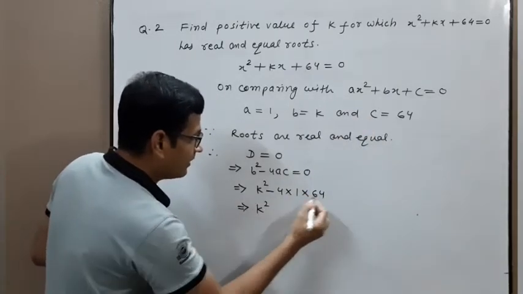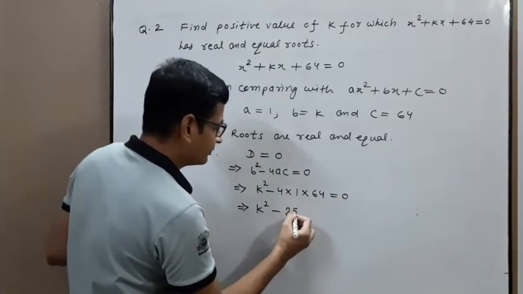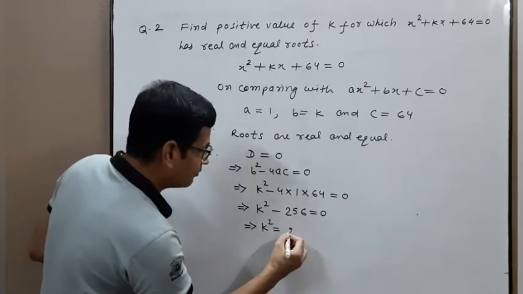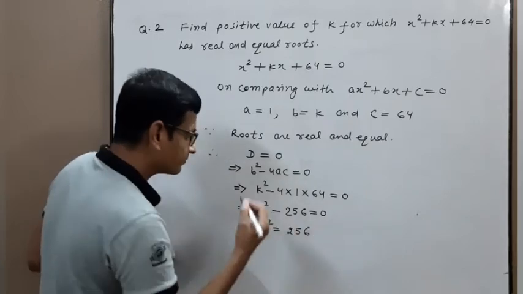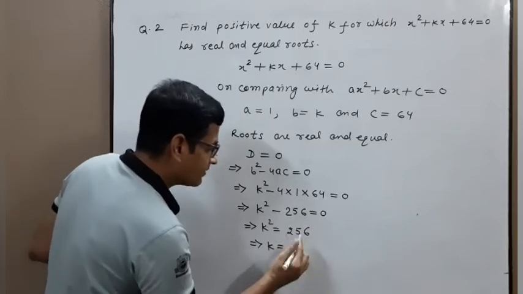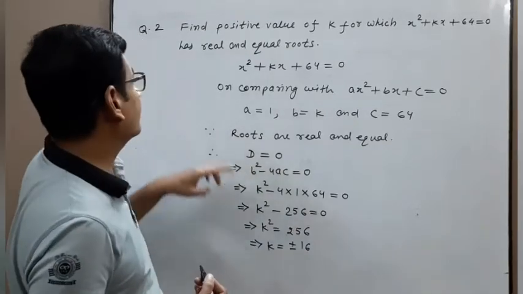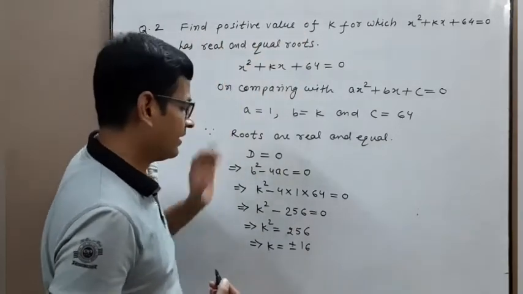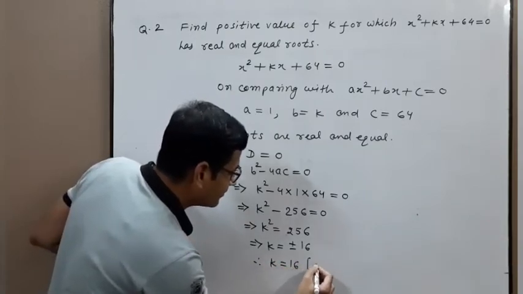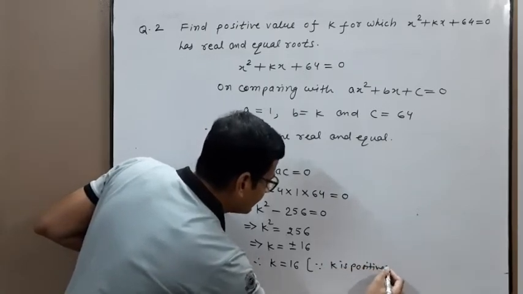So k square minus 4 times 64, which is 256, equal to 0. So k square equal to 256. So k equal to plus minus 16. But in the question it is given to find the positive value of k. So therefore k equal to 16, since k is positive, as given in the question.